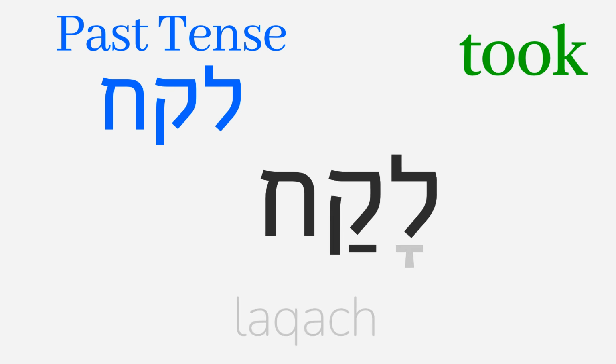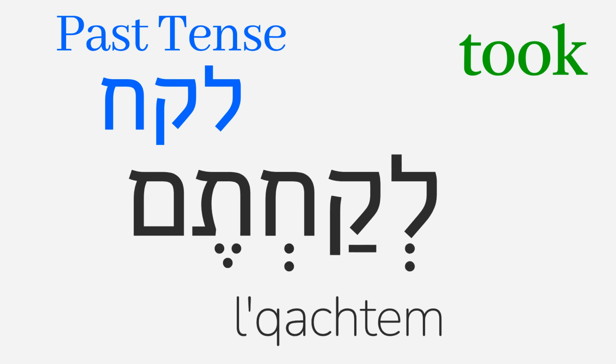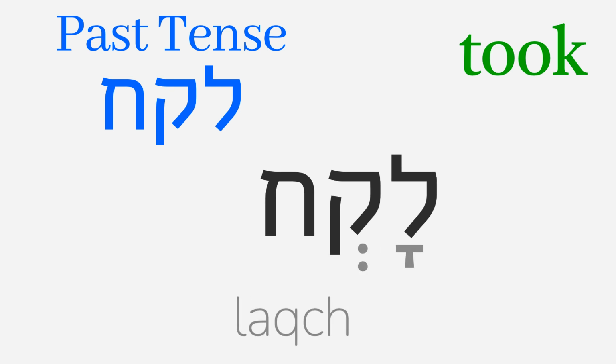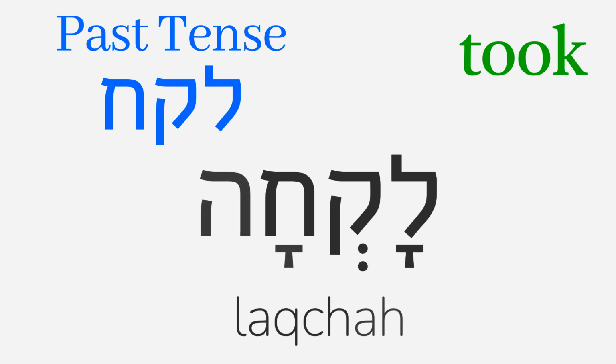Shortening the first vowel of lakach and adding tem or ten gets us lakachtem and lakachten. You took masculine and feminine plural. Shortening the second vowel of lakach and adding a gets us lakcha, she took, and adding u gives us lakchu, they took.